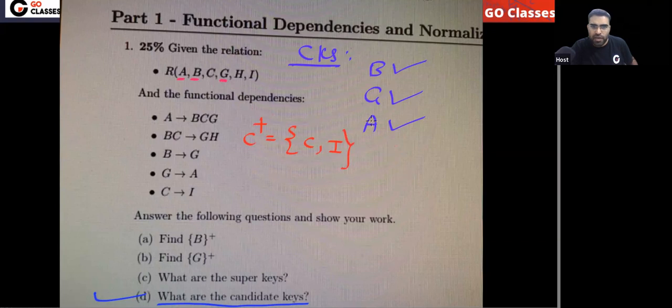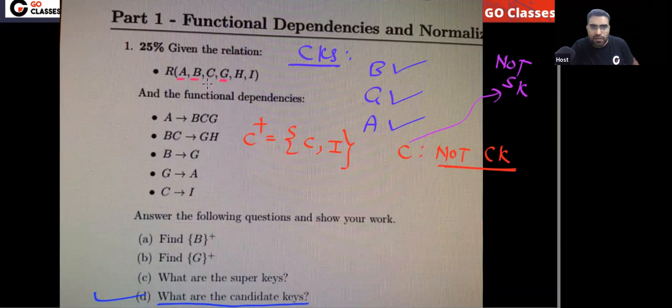So can I say C is not a candidate key, right? Yes or no? So I can say this C is not a candidate key. What else? This C is not a super key also, because C cannot determine all the attributes.